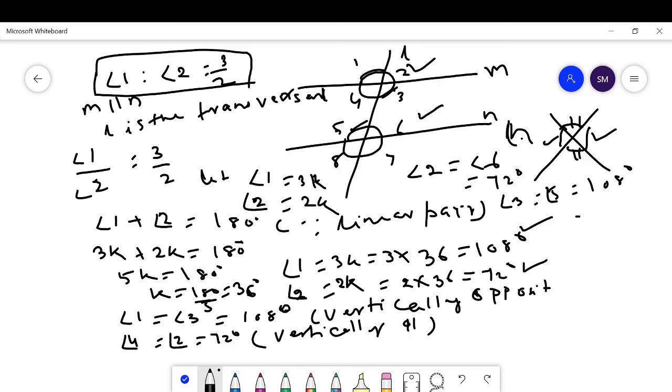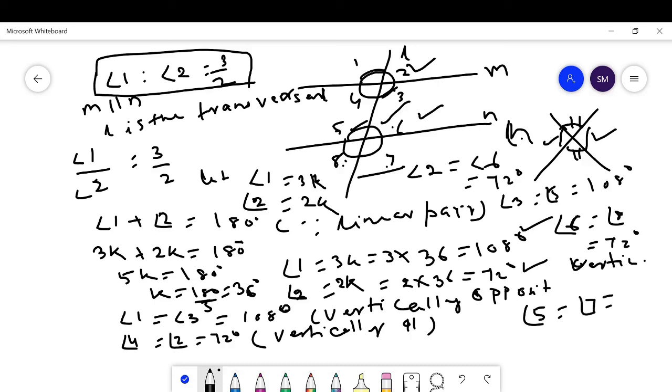And angle 7 and angle 6 are linear pairs. When angle 6 is 72 degrees, obviously angle 7 is 108 degrees, and angle 6 and angle 8 are vertically opposite. Hence their measure is the same. Angle 6 is equal to angle 8 is equal to 72 degrees. And angle 5 is equal to angle 7 is equal to 108 degrees because they are vertically opposite to each other.